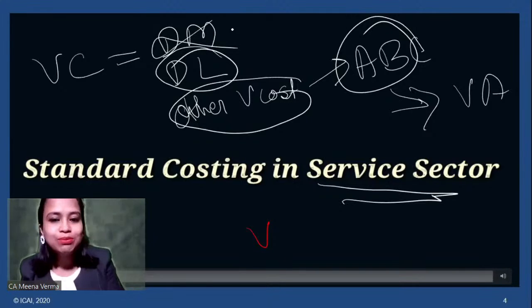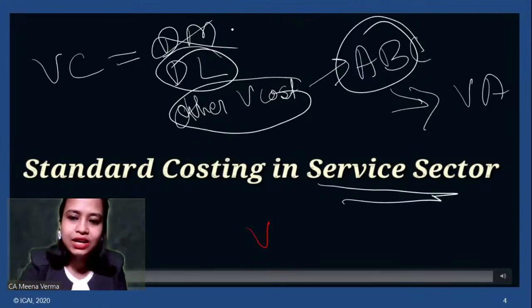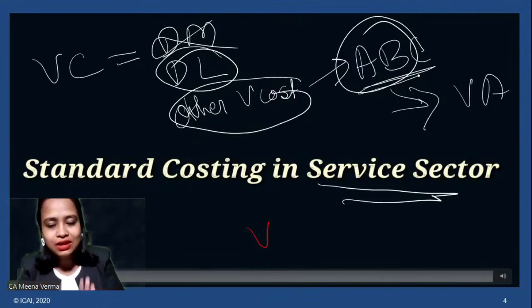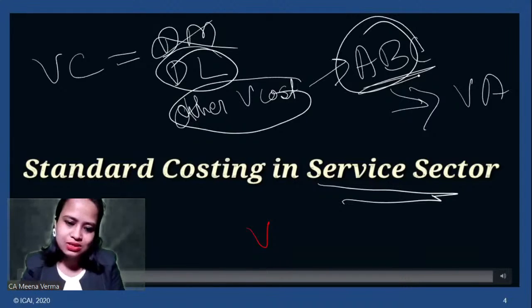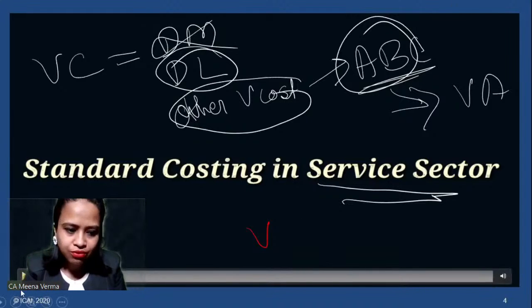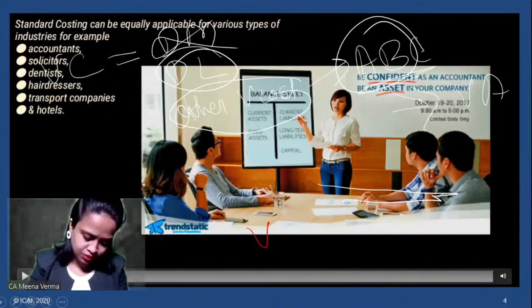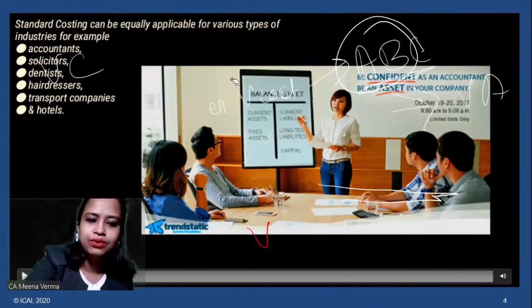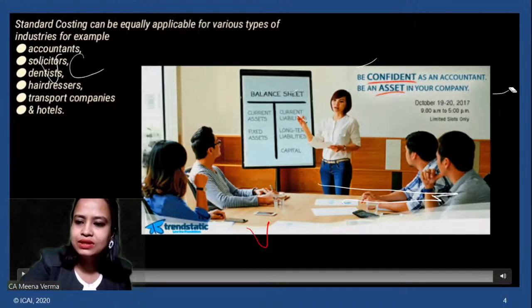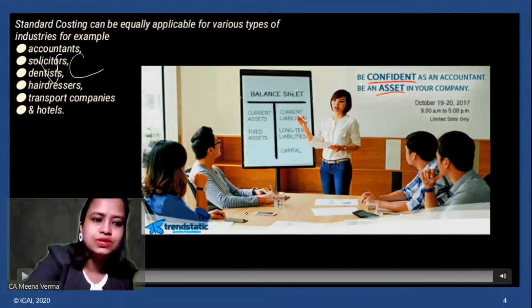And for activity-based costing, we have already studied that yes, if we are applying activity-based costing, then there is scope for variance analysis. Right? There is scope for variance analysis. Okay, so this is about variance analysis in case of service sector.